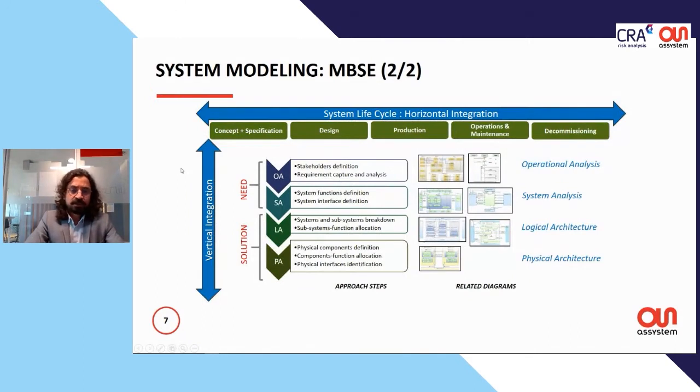And within, we can see that the MBSE has a horizontal and a vertical integration. For the vertical integration, we can see that during the operational analysis, the system analysis, logical modeling and architecture, and the physical architecture, there is an entire vertical integration. While also throughout the life cycle of the system there is the horizontal integration, which means from the conceptual phase to the decommissioning of a system, it is involved in every phase.